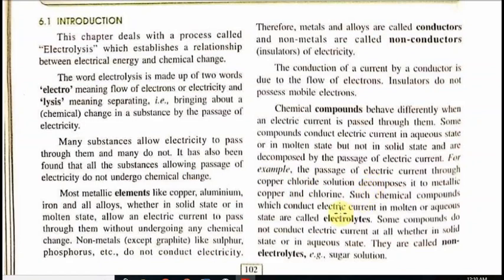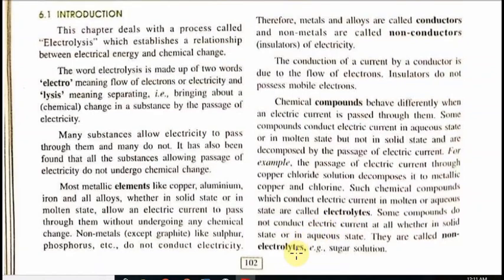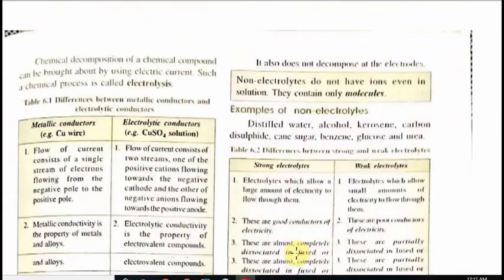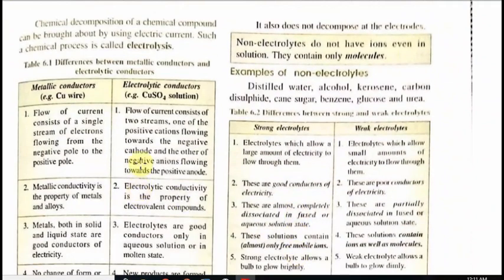Such chemical compounds which conduct electricity are called electrolytes. Some compounds do not conduct electricity, they are called non-electrolytes. So students, we will go to the next page and check this definition. Chemical decomposition of a chemical compound brought about by electric current, which is actually DC current, battery current, is called electrolysis.